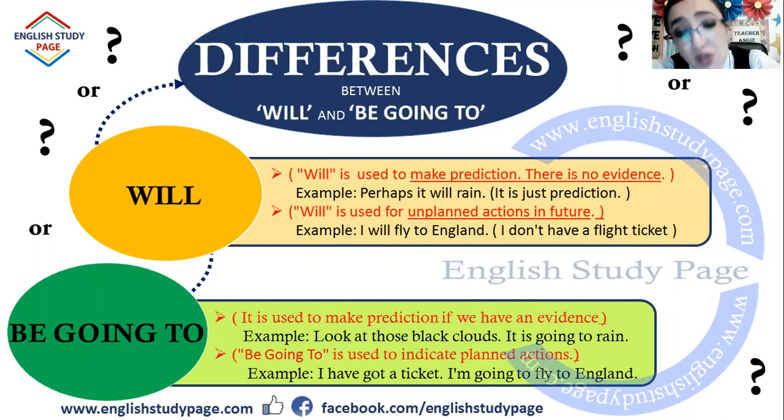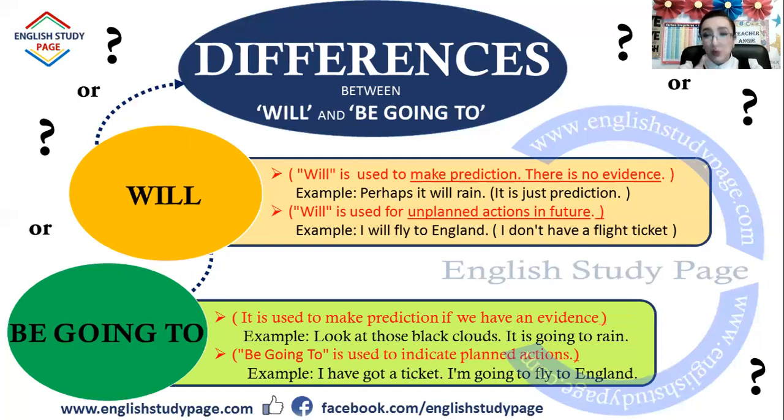But on the other hand, going to is used to make predictions where we have the evidence. For example, look at those black clouds. It is going to rain. What is the difference between will and going to? In the first example, I'm just saying it will rain because I believe it. But if I say, come on, look at those thunders and those lightnings, it is going to rain. That is the huge difference.